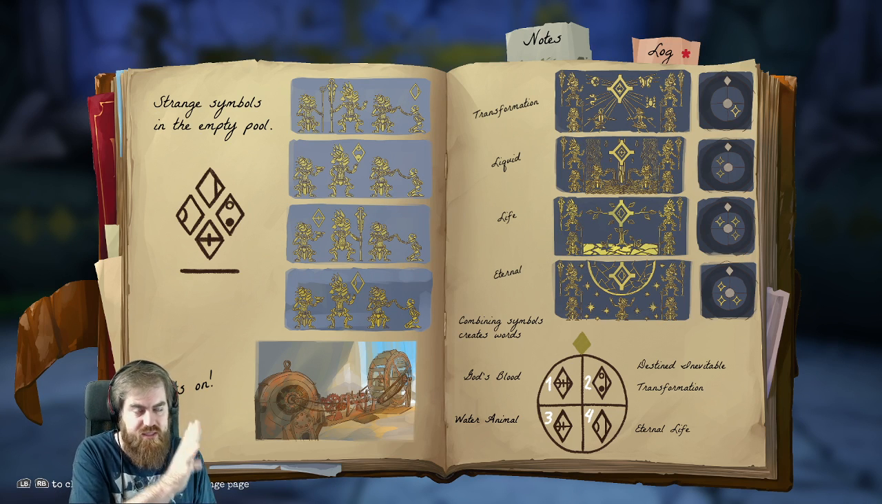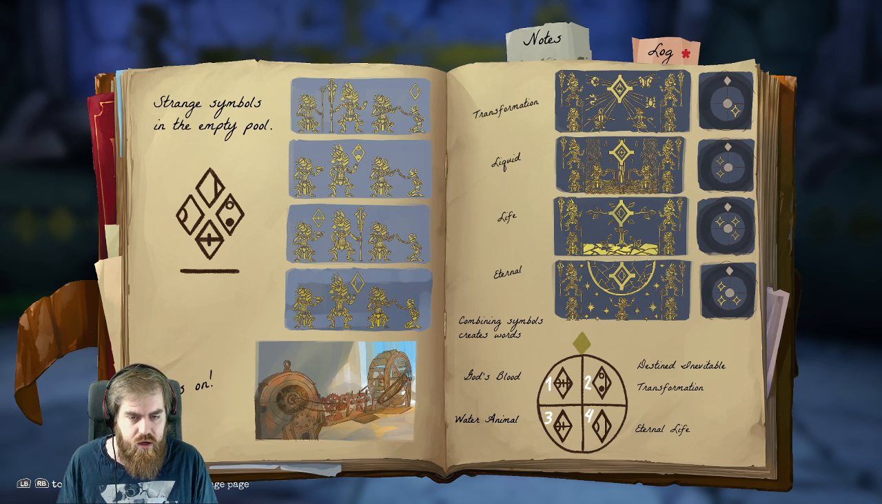The right page here, that's all the information I know. So like transformation, liquid, life, eternal, combining symbols, create words. That's fine. So the first word's supposed to be God's blood, which I'm supposed to create using liquid, life, and eternal. But like, how do I create that using the dials? I have no idea.